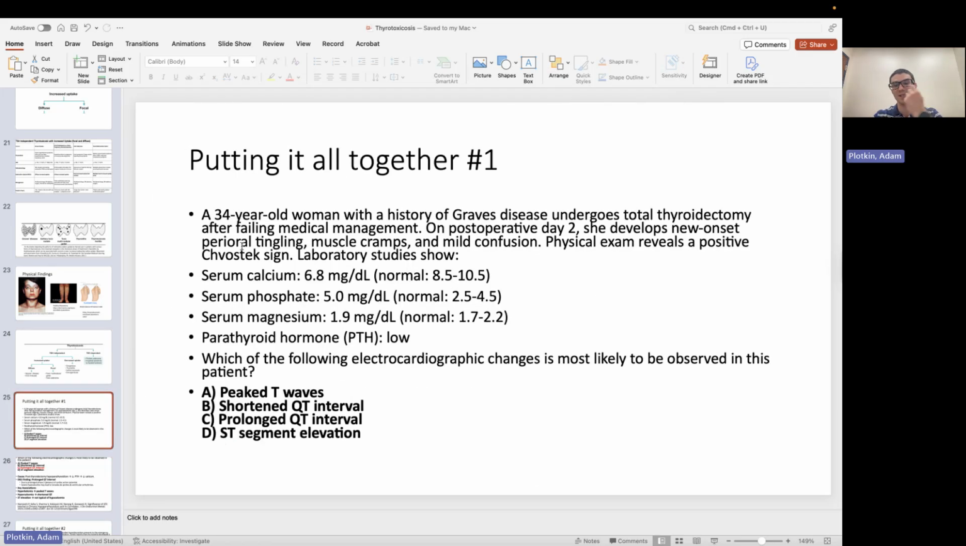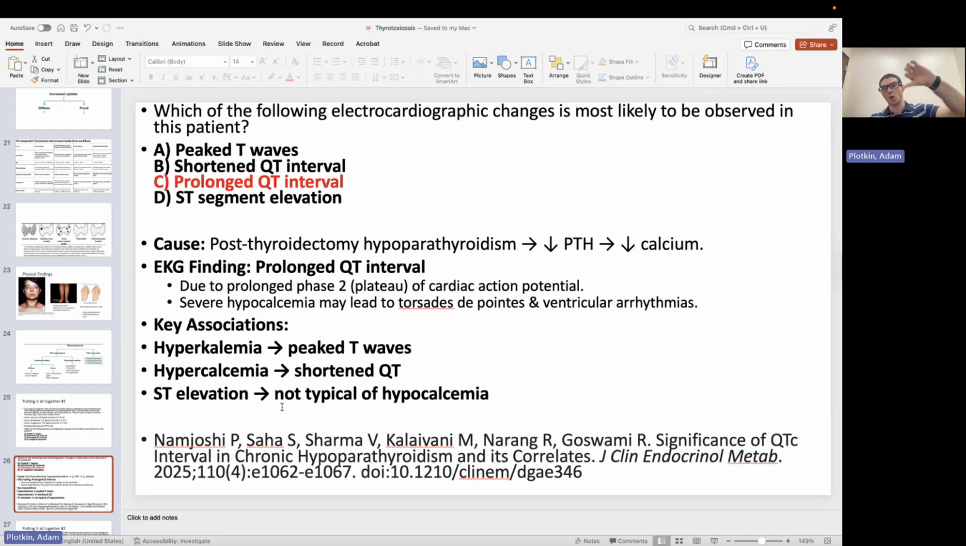So perioral tingling, numbness and tingling in my fingers and toes, muscle cramps and confusion are all classic. When I tap the facial nerve around the cheek and it causes a jaw reflex, that's called Chvostek's sign. I can wrap a blood pressure cuff around the arm and constrict it, and if the patient's hand spasms, that's called Trousseau's sign, which is another sign of hypocalcemia. So again, low calcium, long QT. If you want to read more about it, here you go.